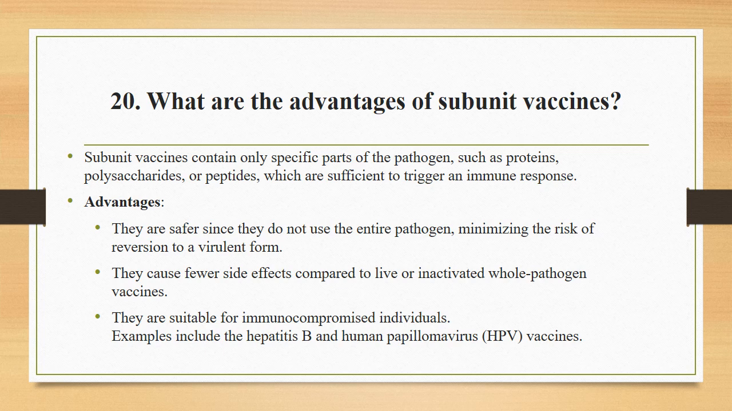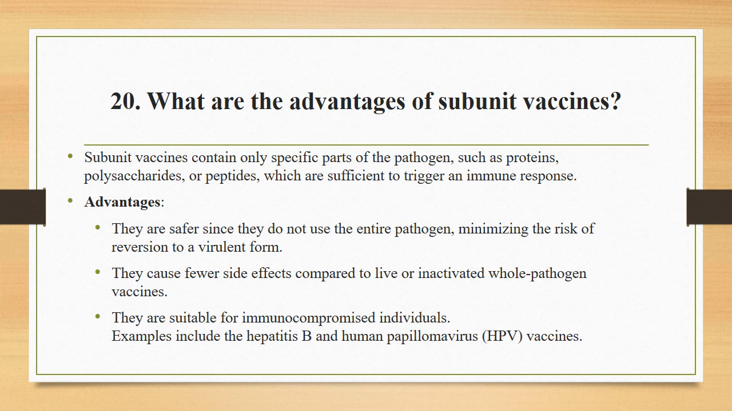So it means that when you are using subunit vaccines, you take one part, such as protein, polysaccharide, or peptide, not the entire pathogen. When you take the entire pathogen, it can, when it enters the body, revert into a variant form and cause a harmful problem. They cause fewer side effects compared to live or inactivated whole pathogen vaccines, because you took only one part, such as protein, polysaccharide, or peptide.